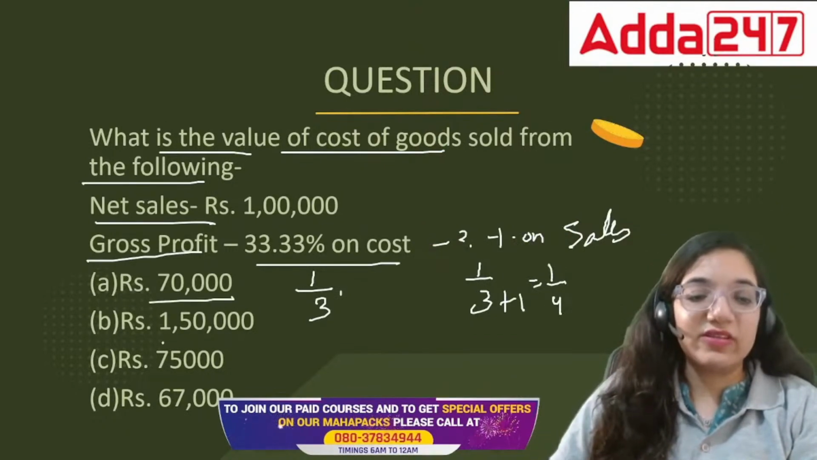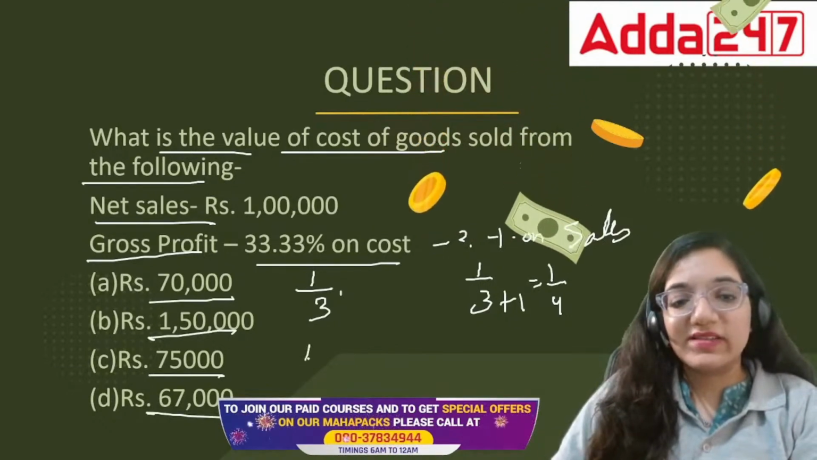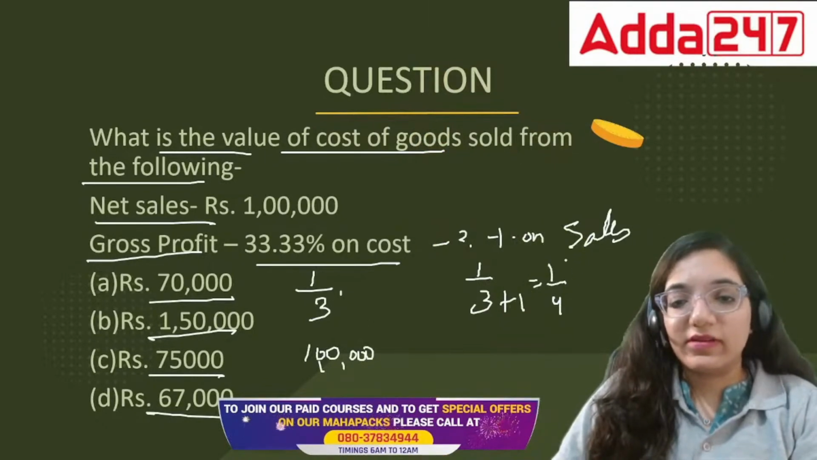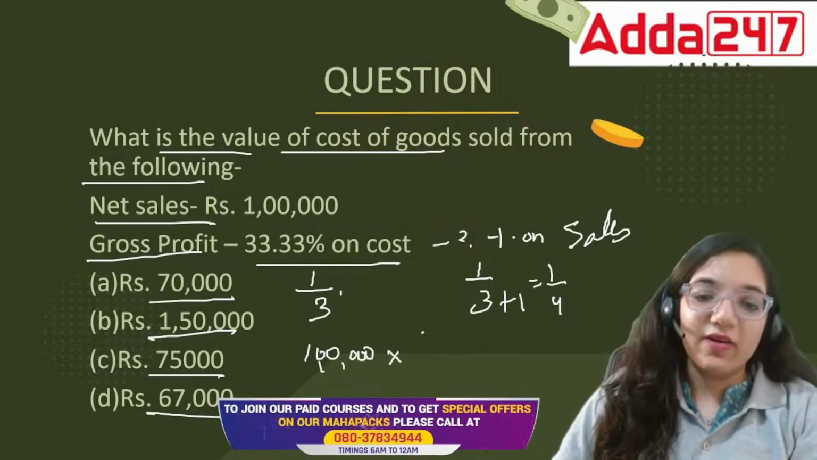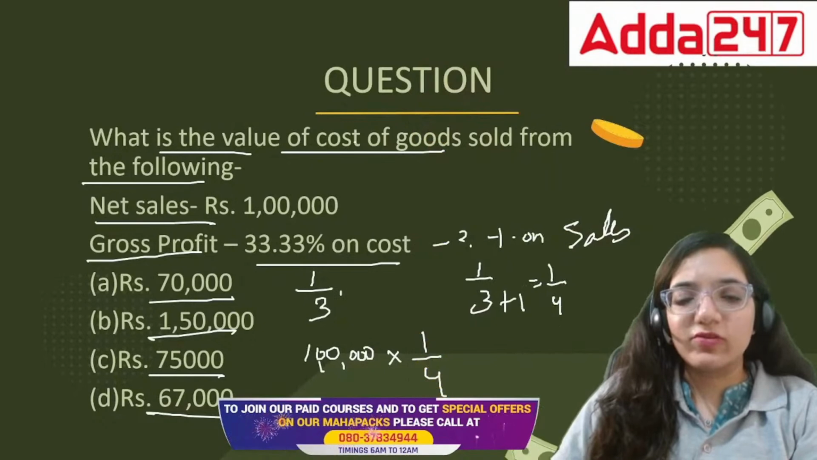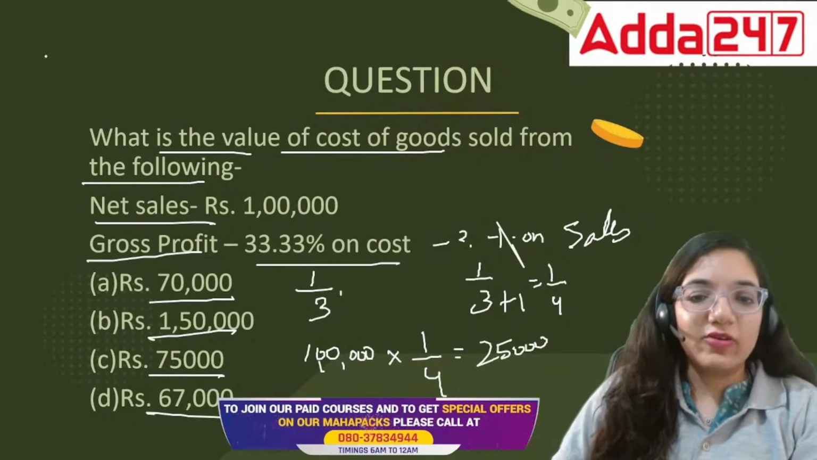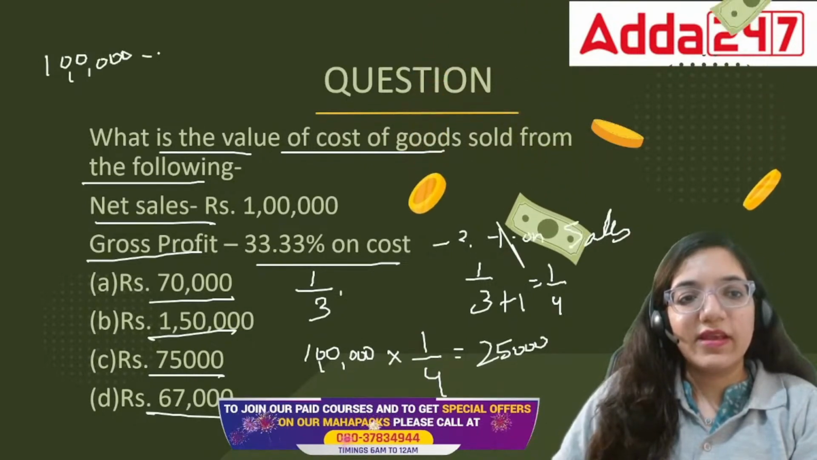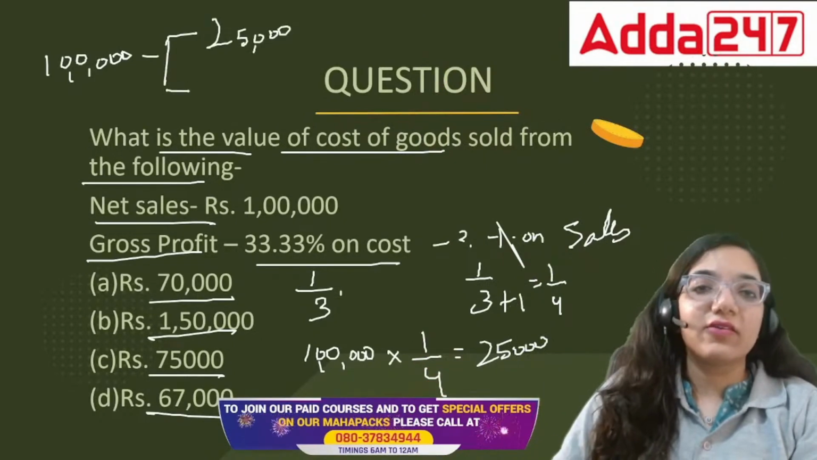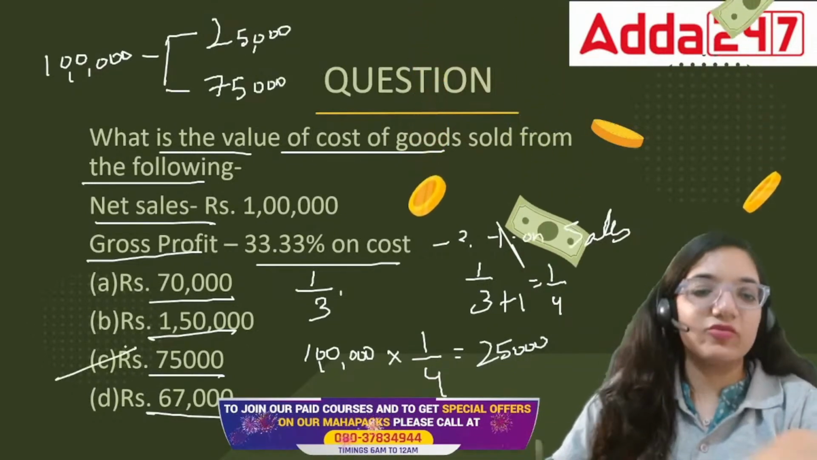The options are 70,000, 1,50,000, 75 or 67. So in this case, what's going to be the answer? It's going to be 1 lakh and we are deducting 1/4 of it. We have to find the cost of goods sold now. So in this case, GP is going to be 25,000. If out of rupees 1 lakh our GP is 25, then our cost is remaining, that is 75. So in this case, the answer should be C.